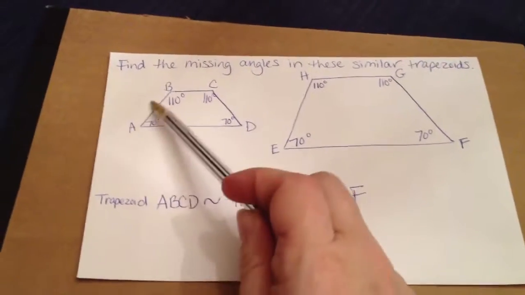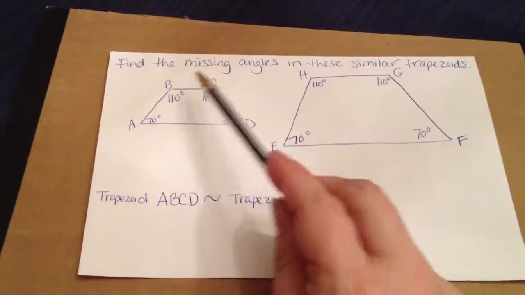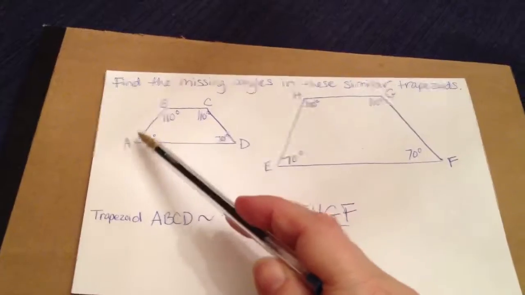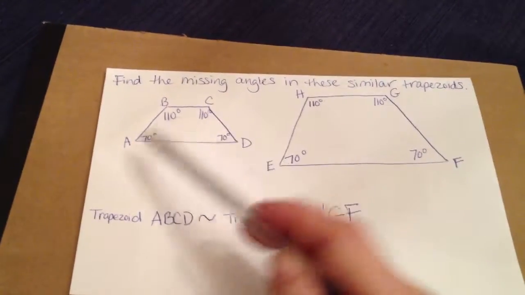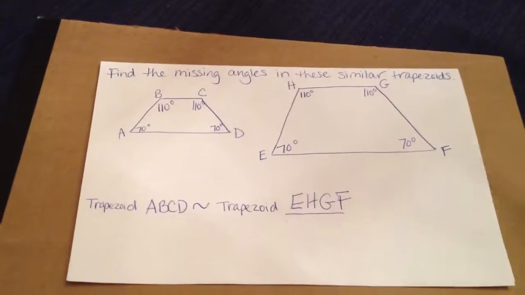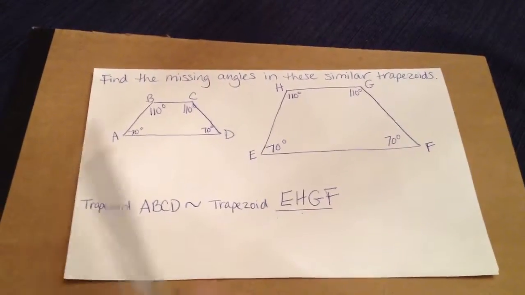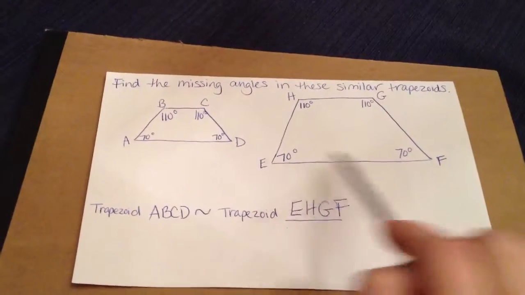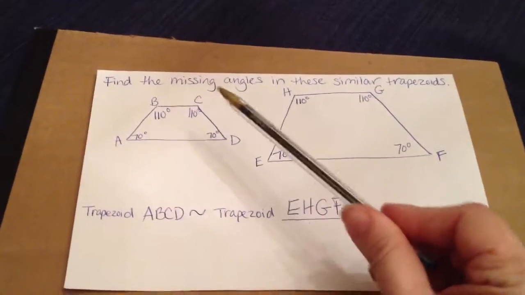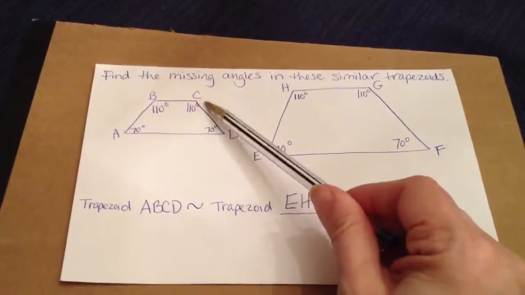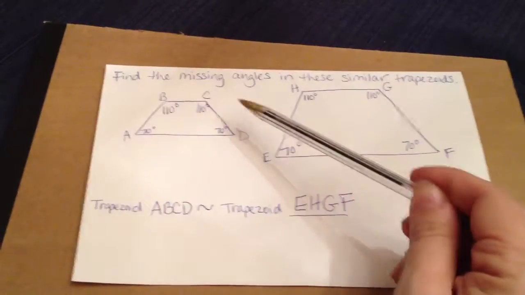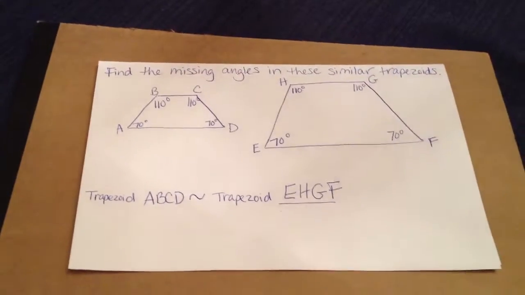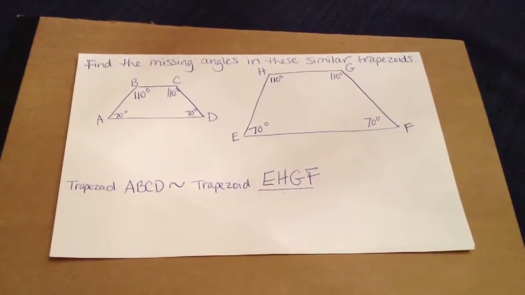Another thing you could do is, of course, in a quadrilateral, all the angles should add up to 360 degrees, which if you check these, they do. 110 plus 70 is 180, and then 180 plus 180 is 360. So we have two similar trapezoids. Those corresponding angles are going to be equal. And I name the figure based on the vertices. This vertex ABCD in that order goes with EHGF. And that is how we work with similar figures.